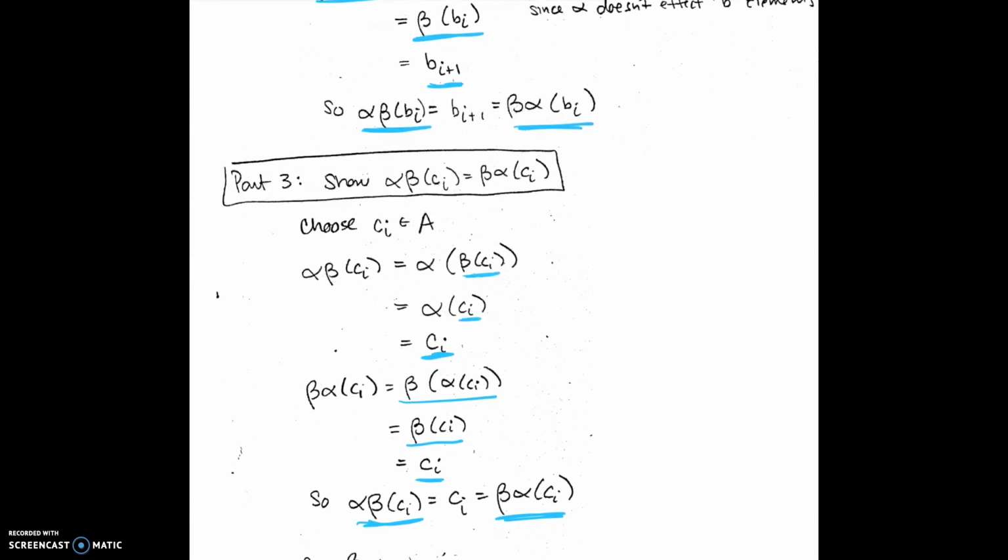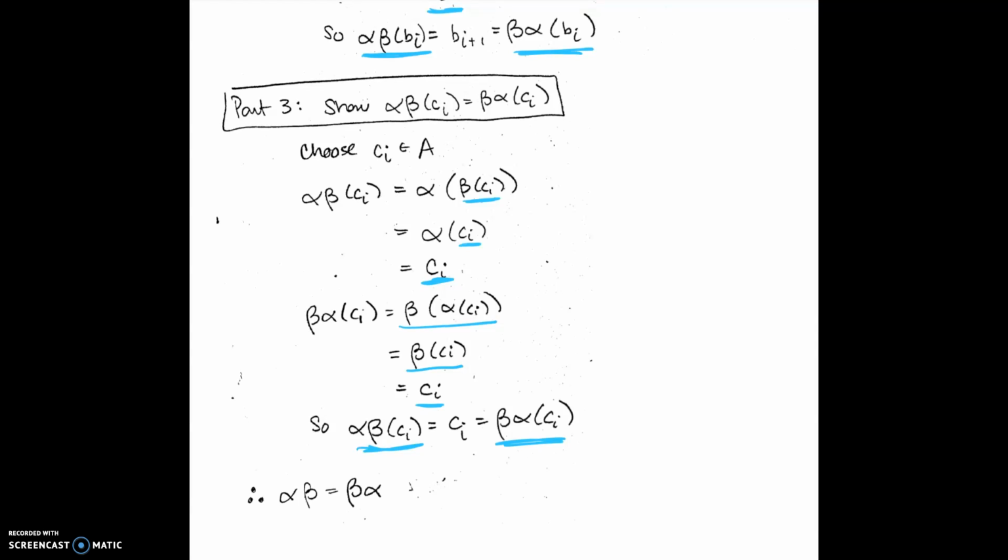So we showed all 3 parts were true. So finally, alpha beta equals beta alpha. And that's it.